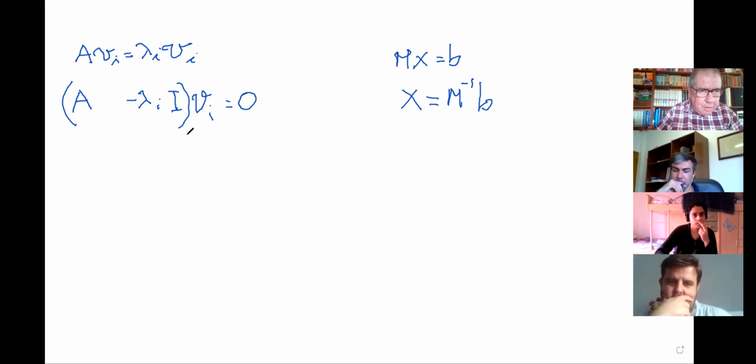Let's go back to here. So what is the solution? If you know this lambda i, what is the solution with respect to Vi? Remember this stuff here. What is your M? A minus lambda i I. Yeah, so you invert it.